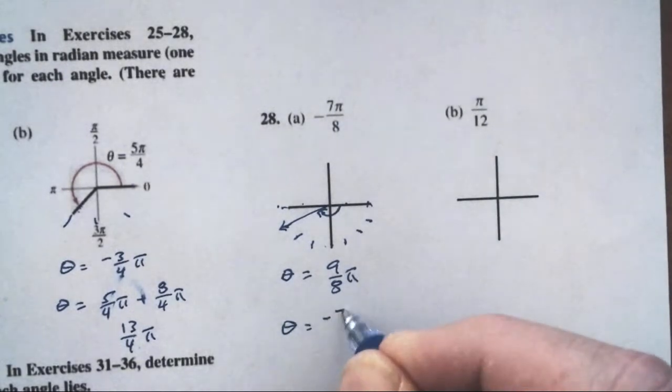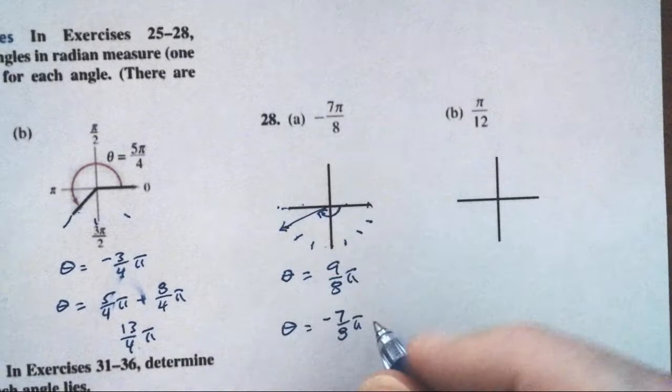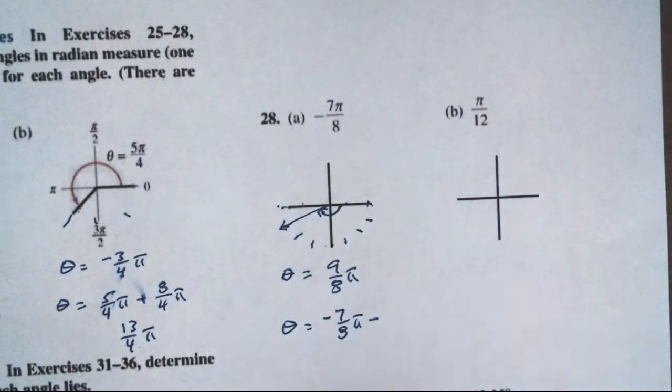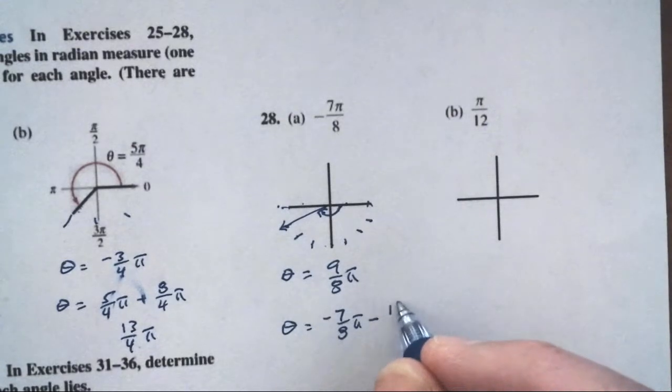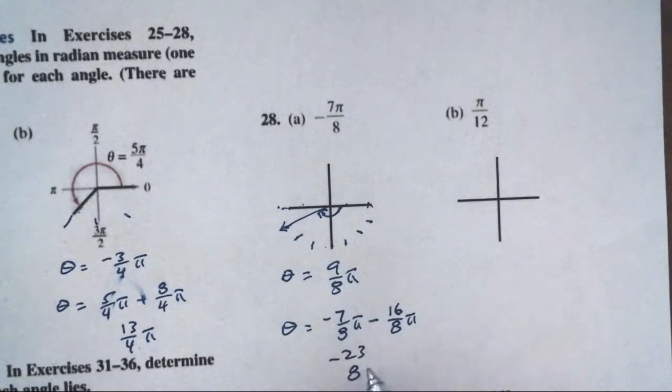I could say let's go negative 7/8 pi, and let's just keep going around. So minus another revolution, 2 pi, or 16/8 pi gives me negative 23/8 pi.